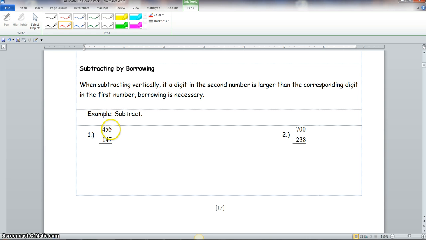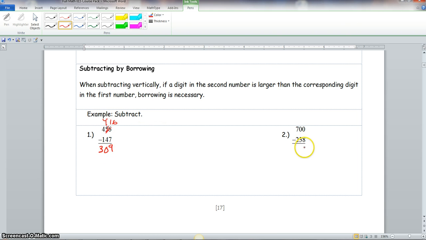Now if you notice, this 7 is larger than the 6, so we need to borrow 1 from the 5. So this 5 becomes a 4, and this 6 here becomes 16. So we have 16 minus 7 is 9, 4 minus 4 is 0, and 4 minus 1 is 3. So your answer here is 309.